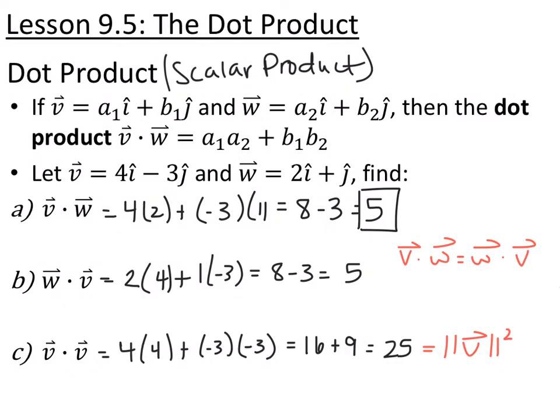So if you do w dot v, you end up with 8 minus 3, which also equals 5. So what we find is that it's commutative. V dot w is the same thing as w dot v. And then if you do v dot v, you end up with 16 plus 9, which is 25, which would be the magnitude of v squared. So when you dot a vector with itself, you end up with just the square of the magnitude.